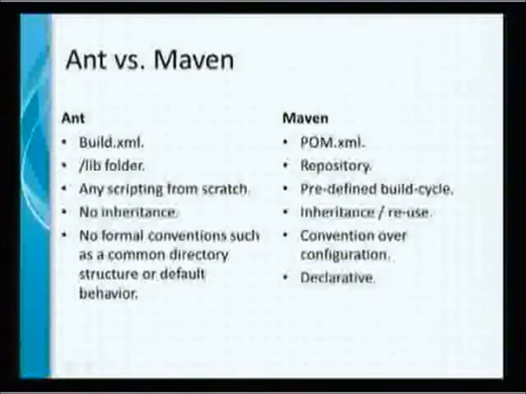Ant doesn't have an inheritance model, and there's really no formal convention, so every time you see a project, it's laid out differently. With Maven, at least, we've got some conventions that people adhere to, which makes it a lot easier to work with, and things are declarative.